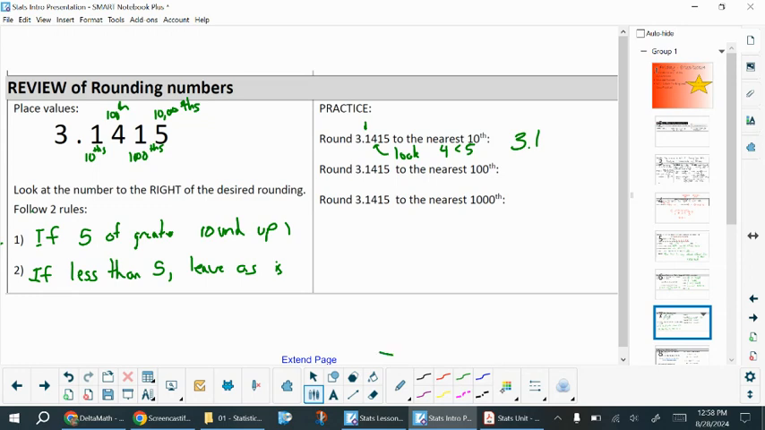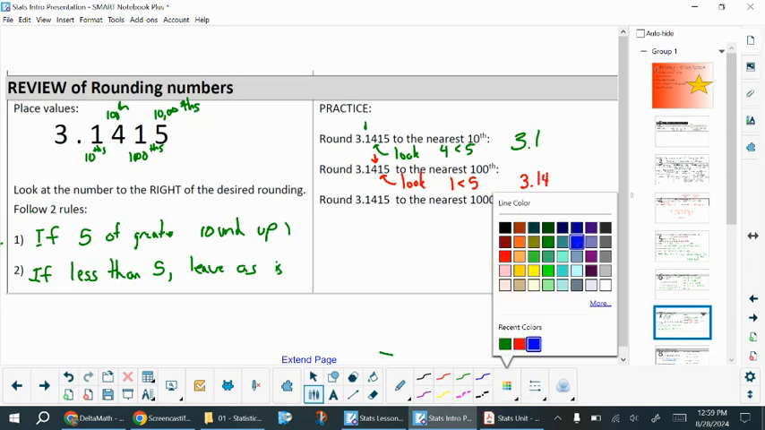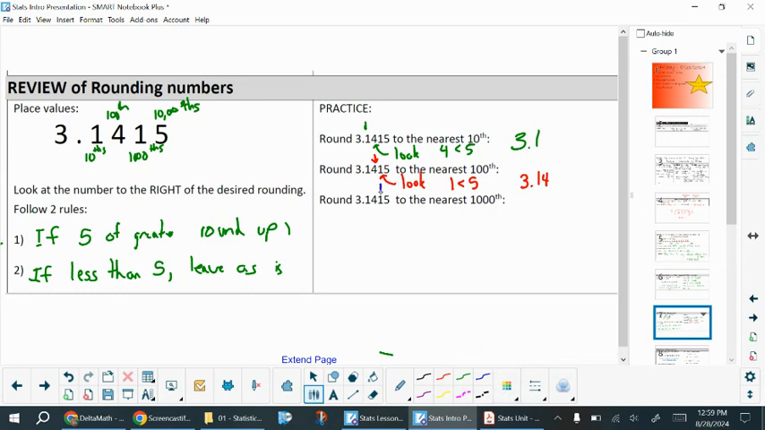If we're going to round to the hundredth spot, change colors. I'm going to now identify my hundredth spot, but look at my next spot to the right. And since 1 is also less than 5, I'm going to leave the 4 alone. So I'll have 3.14. And on the last one here, I'm going to round to the thousandth spot, so I'll identify that thousandth spot, look at the one to the right, and since 5 is 5 or greater, I'm going to round up, and it's going to go 3.142.